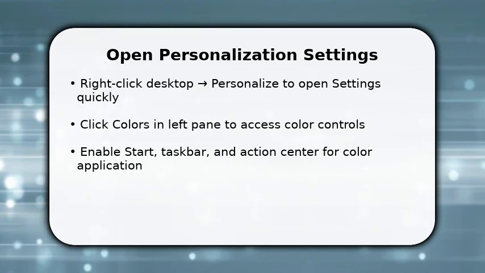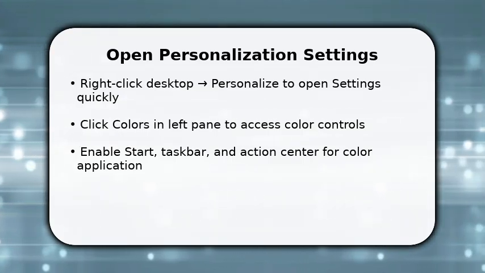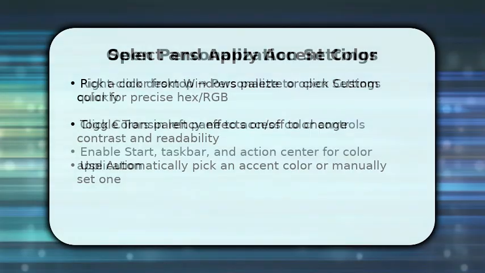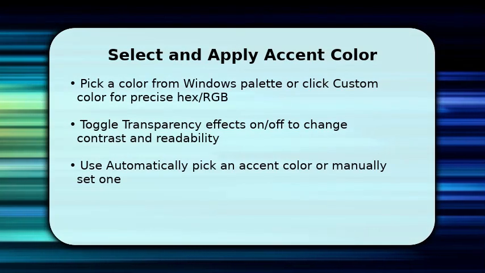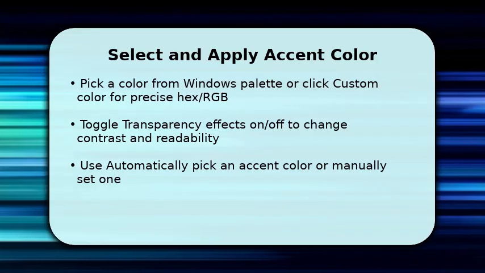Enabling Show Accent Color on Start, Taskbar, and Action Center applies your choice to the Windows bar immediately. Now select the actual accent that becomes your Windows bar color. You can pick from the preset palette or click Custom Color to enter a hex or RGB value for exact matching. Once chosen, toggle Show Accent Color on Start, Taskbar, and Action Center so the bar updates.